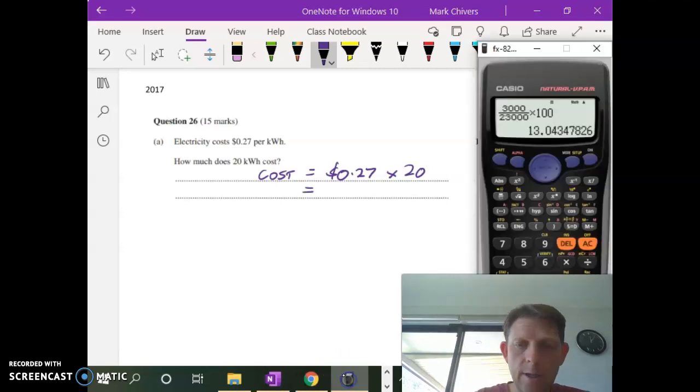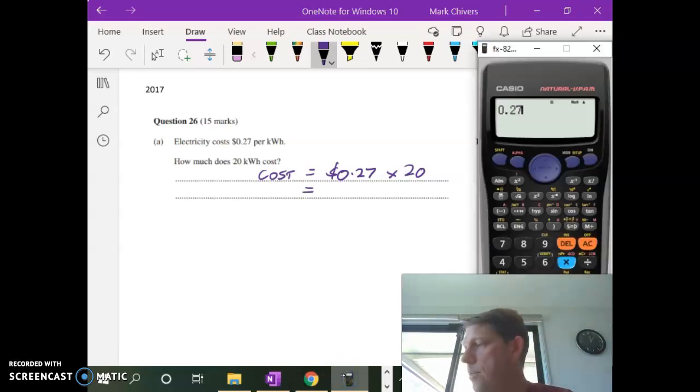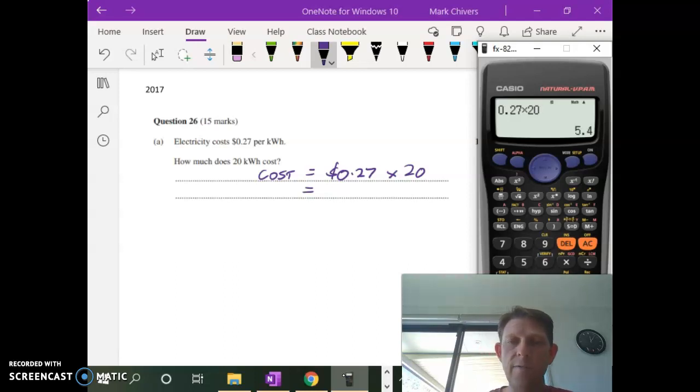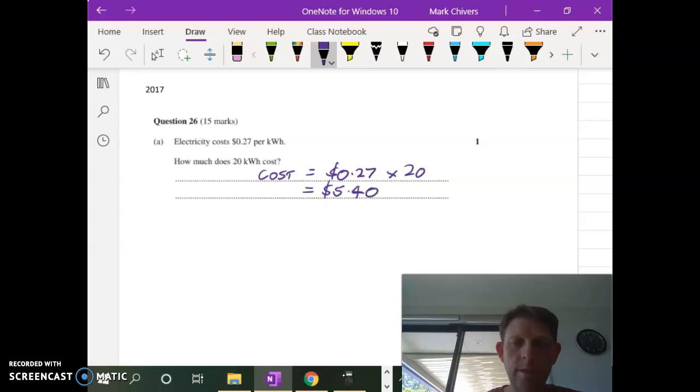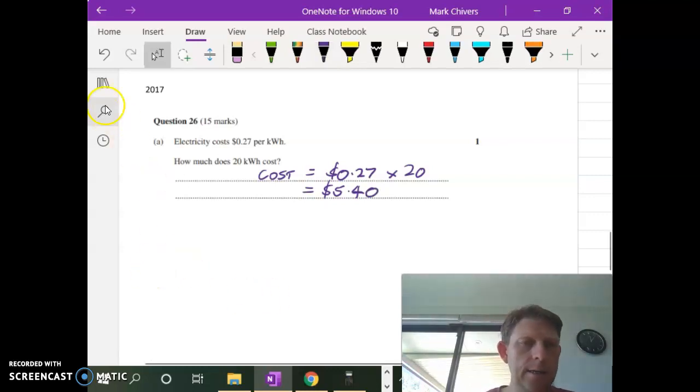And we can just do that on our calculator. So 0.27 times 20. And that gives us $5.40. There we go. And that's all there is to that particular lesson.